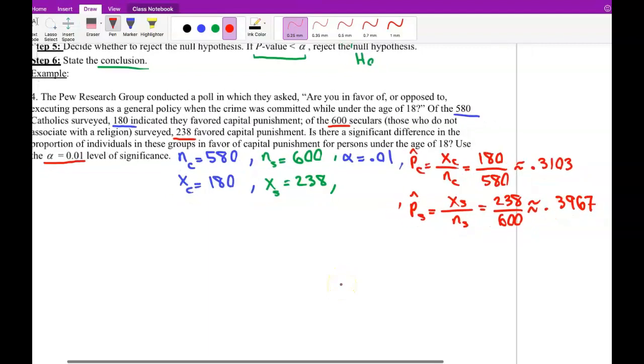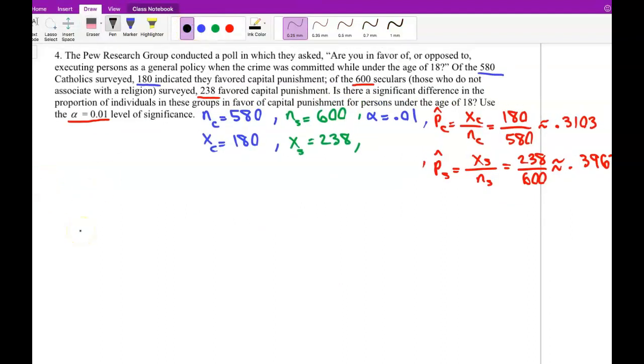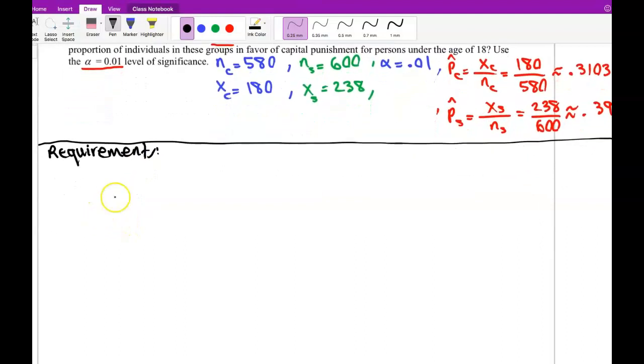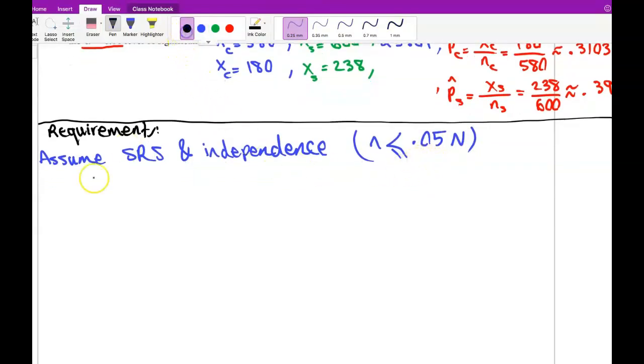Okay, then the next step is we should check all those three requirements. So I assume that we have a simple random sample and all sample values are independent. How we know that is, it means we have sample sizes less than or equal to 5% of the population size. Okay, then next step.